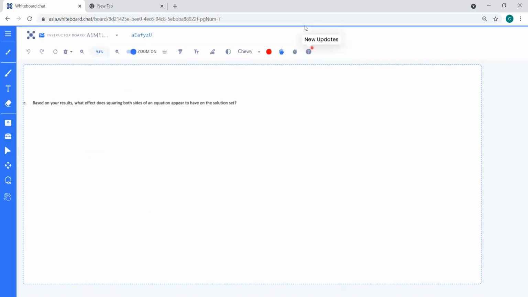Based on your result, what effect did squaring both sides of the equation have on the solution? So the new equation seems to retain the original solution and also a second solution. So since it was squared, we have 2 answers. And those 2 answers come from it being a positive square root and a negative of the square root. So always remember, whenever you have a plus square root, you also have a minus square root.